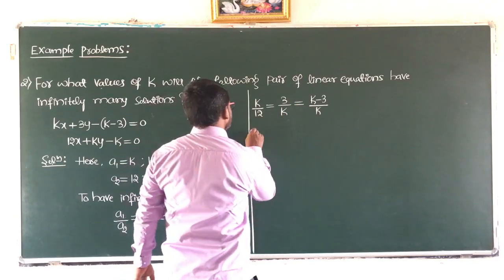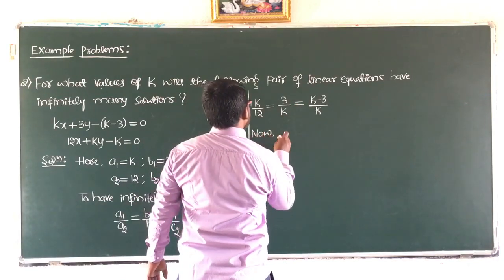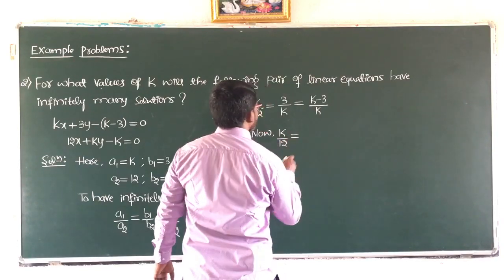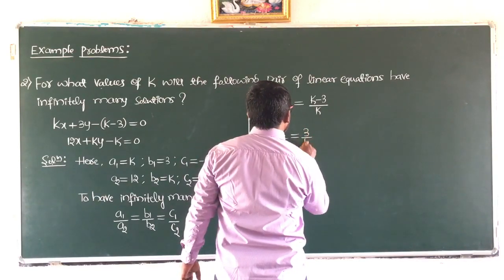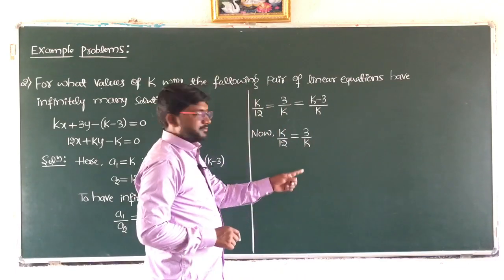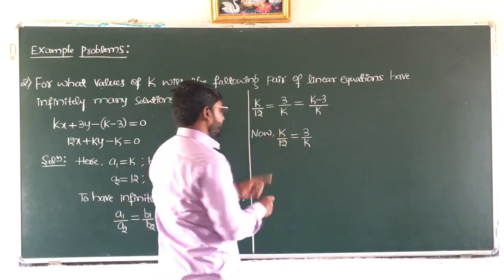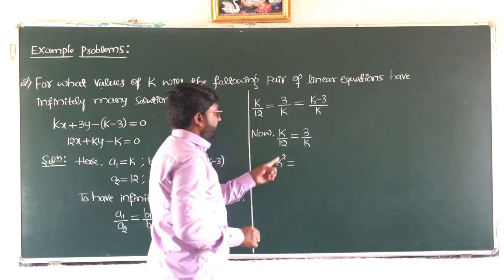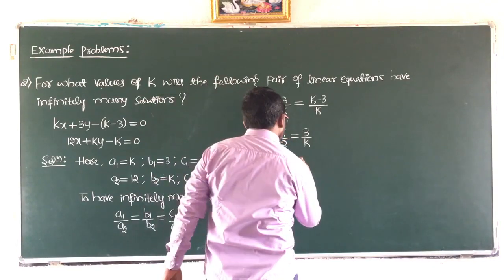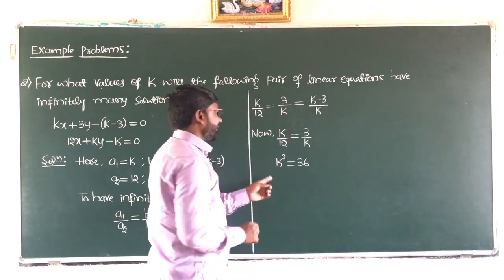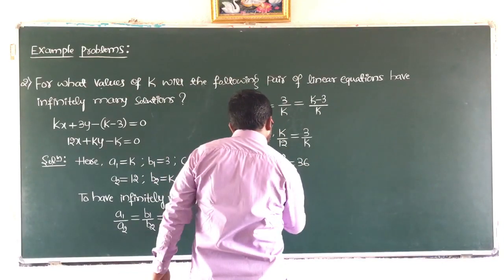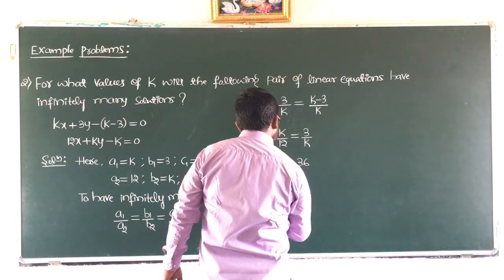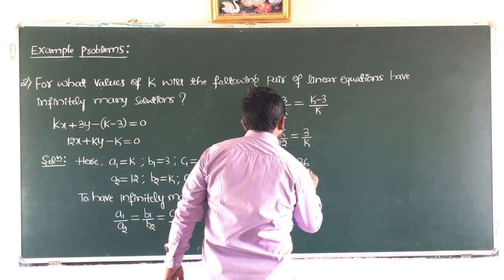So now k by 12 is equal to 3 by k. So now go for the cross multiplication. k will be multiplied with k, we get k square which is equal to 12 into 3, it is 36. k square equal to 36, k equal to plus or minus 6. k is equal to plus or minus 6.